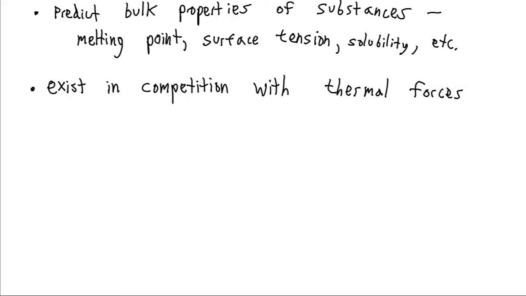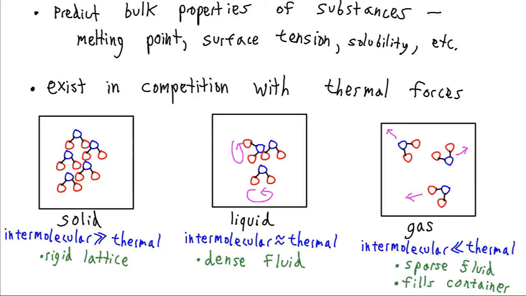Now, these molecular forces exist in competition with thermal forces and thermal motion. So as the temperature increases, that's going to tend to override the intermolecular forces, but as the temperature decreases, those intermolecular forces are going to become more significant. So in the case that the intermolecular forces are much greater than the thermal forces, then that's where our molecules are going to be held together in a rigid lattice structure. That's where we have a solid.